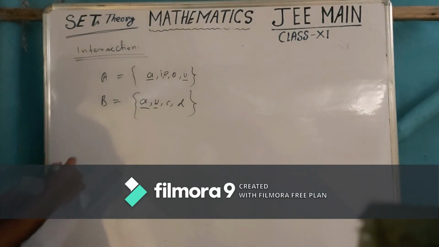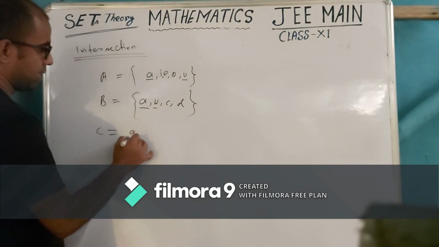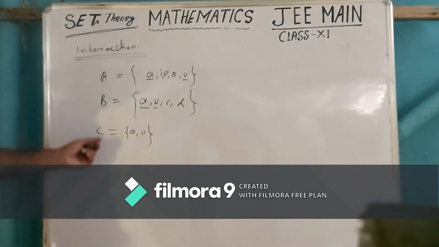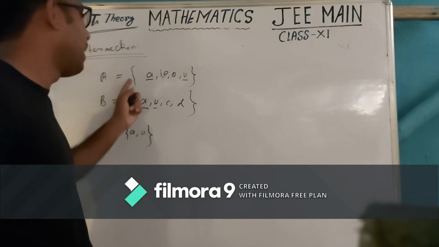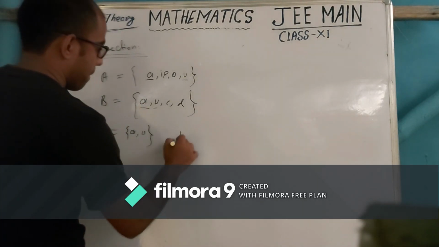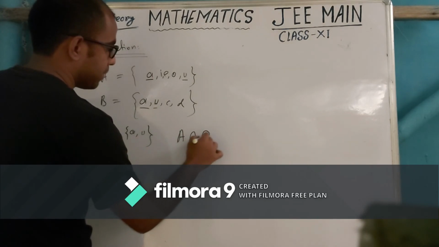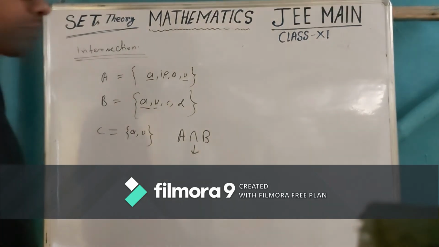So we construct another set C. We get {A, E}. This set C is called the intersection of the two sets A and B. Symbolically, we write A intersection B. This symbol is called the intersection of the two sets A and B.